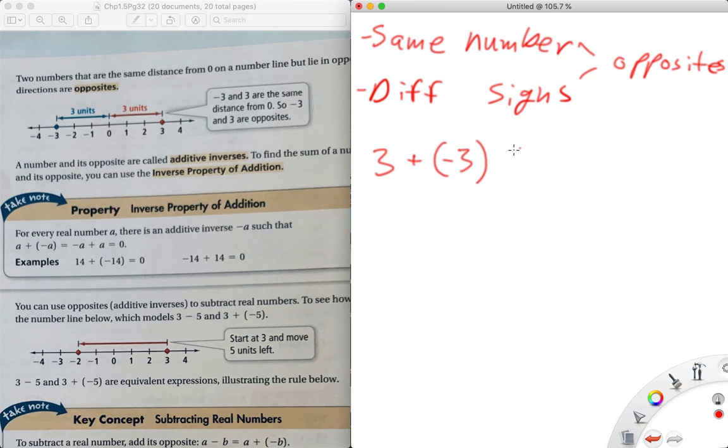The thing about opposites is that when I add opposites, or additive inverses of each other, they always equal 0. So two additive inverses, or two opposites, are going to be the same number, different signs, and when I add those opposites together, they'll give me 0. And that's called the inverse property of addition, or additive inverse property, which says that when I add these two guys together, opposites, I always get 0, no matter what.